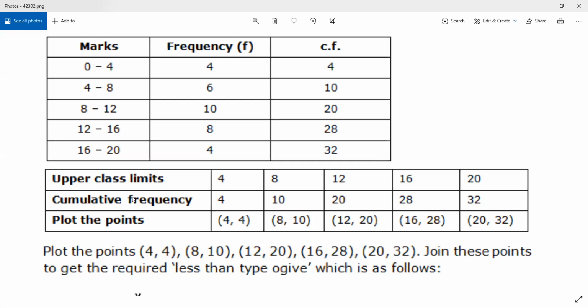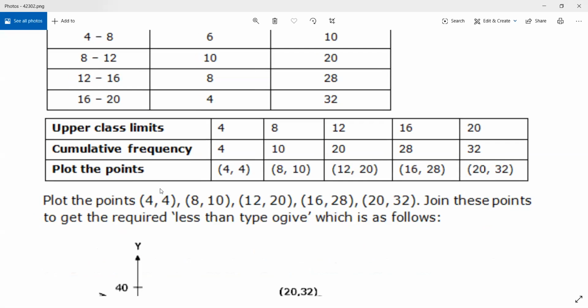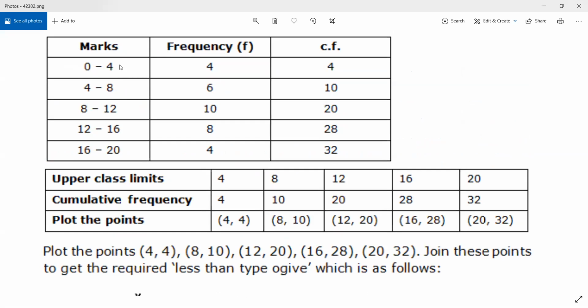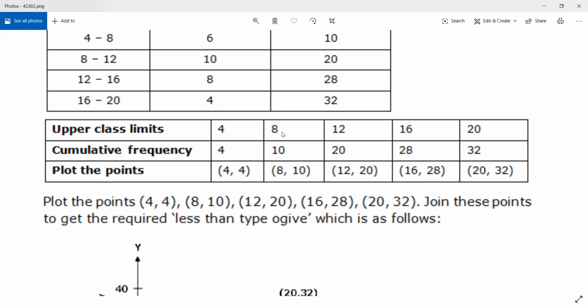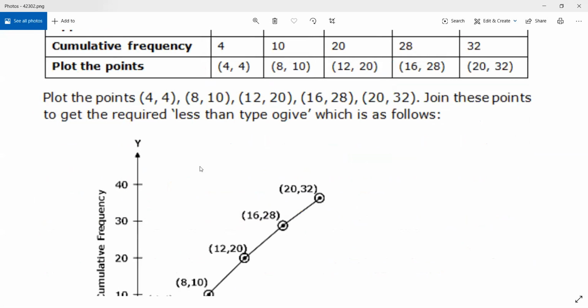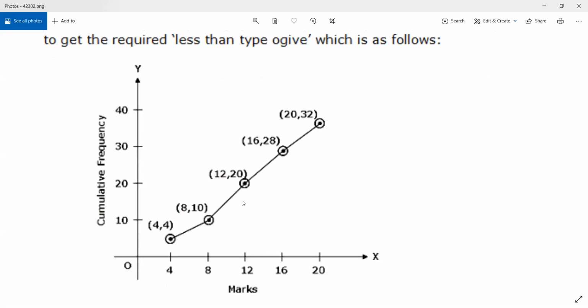That is 4 people. So what you do is you take the upper class limit as the x-axis. The upper class limit between 0 to 4 is 4, between 4 to 8 is 8, between 8 to 12 is 12. You plot them here, and the cumulative frequency you plot directly correlating to that. So for 0 to 4 the cumulative frequency is 4, for 4 to 8 it is 10, and so on all the way up to the cumulative frequency of 16 to 20 being 32. That will give you the plotting points. Now what you do is you plot a cumulative graph. This is how you get a cumulative graph.